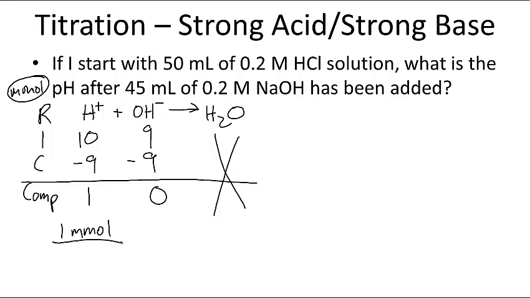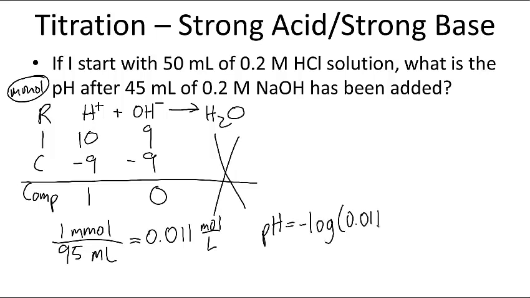OH minus is still the limiting reactant, so minus 9, minus 9. So now I have 1 millimole of H plus. What's my new total volume? 95 milliliters. 1 millimole in 95 milliliters is 0.011. So the pH is going to be the negative log of that, which is 1.98. So far, pH has gone up some, but not a ton.